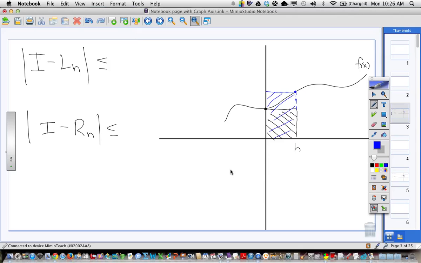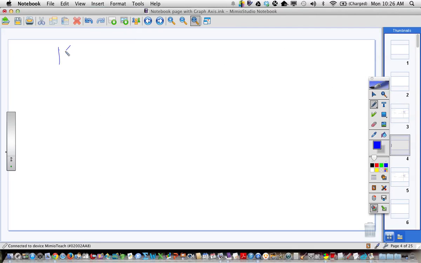So here's what we're going to do. In this interval right here, we're going to find the maximum slope of that function. And we're going to call this K1. K1 is going to be the max slope of f of x.